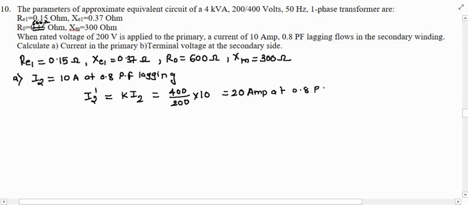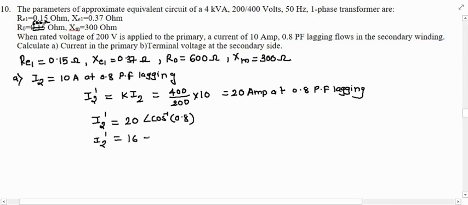So in polar form I can write down I2 dash equals to 20 at an angle of cos inverse of 0.8, or I can write down I2 dash in rectangular form as 16 minus J12 ampere. If you convert this polar quantity into rectangular, you will get I2 dash. Okay.